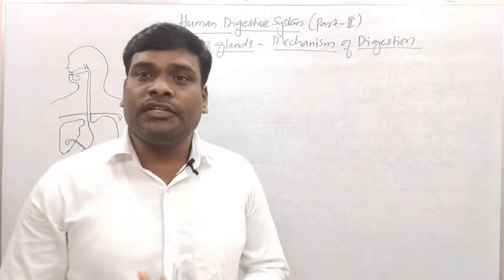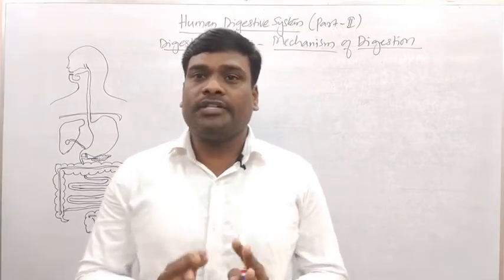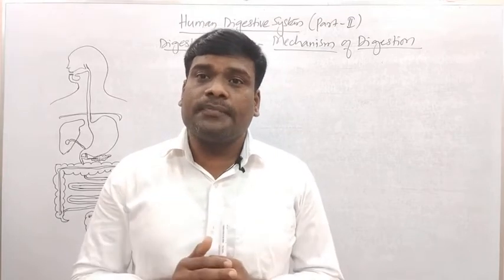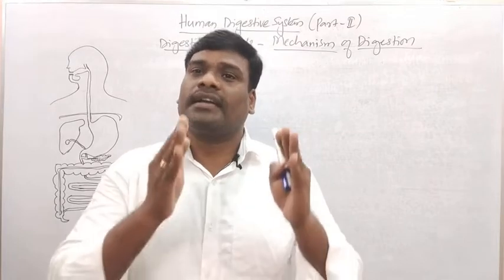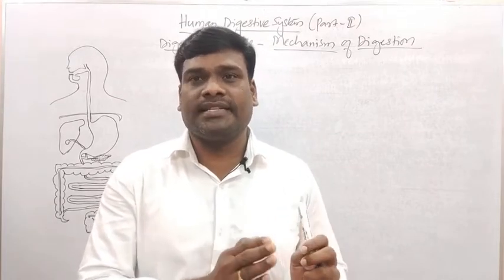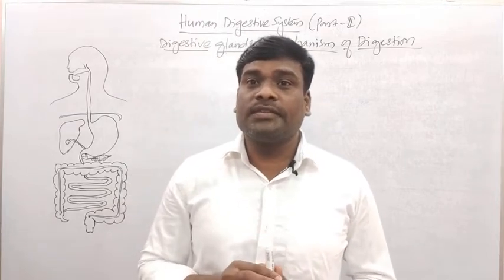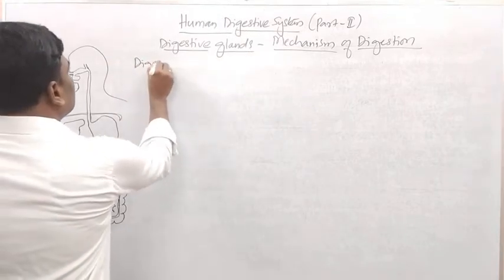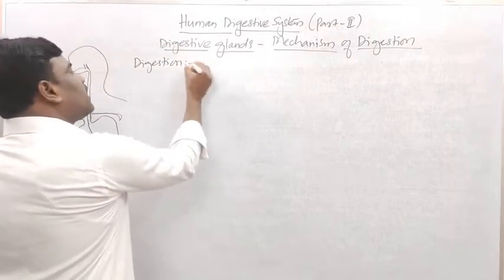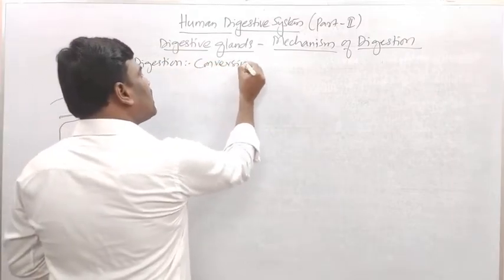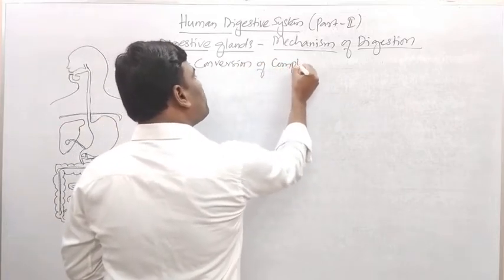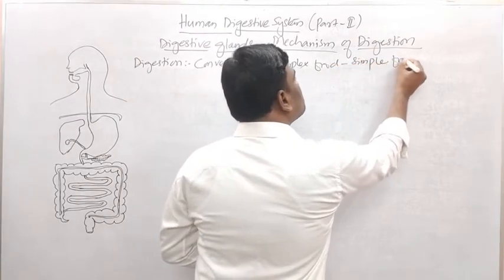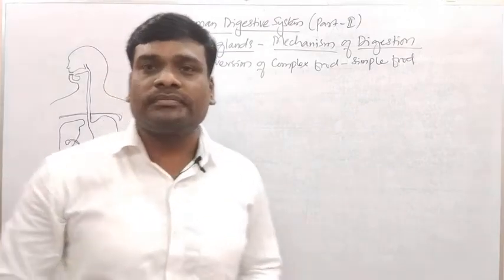We have already studied, children, that carbohydrates, proteins as well as fats are complex substances. These complex substances need to be converted into simple substances, isn't it? So that is called digestion. Digestion is nothing but the conversion of complex food materials into simple food materials, children.